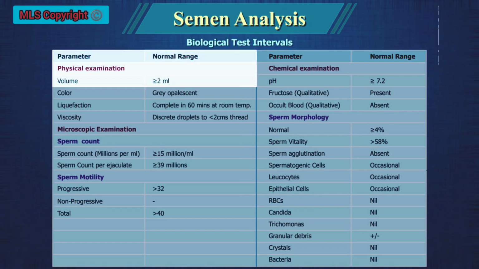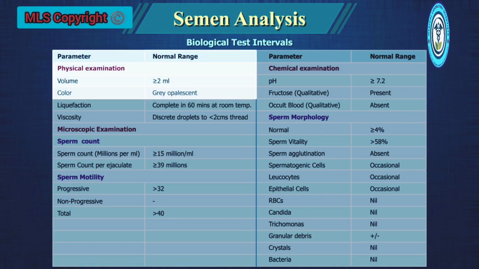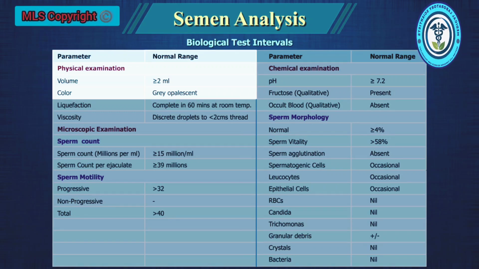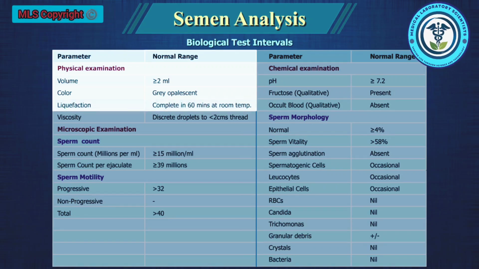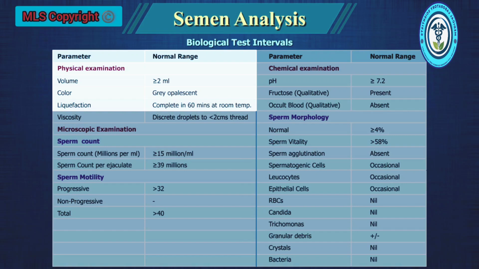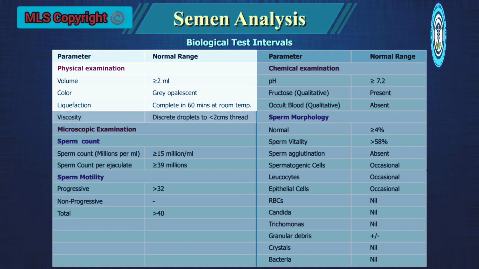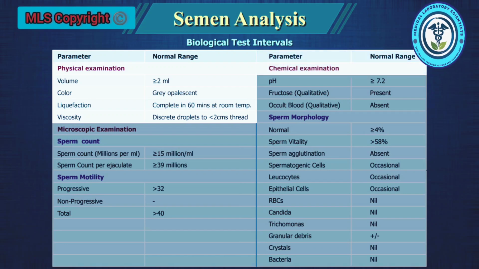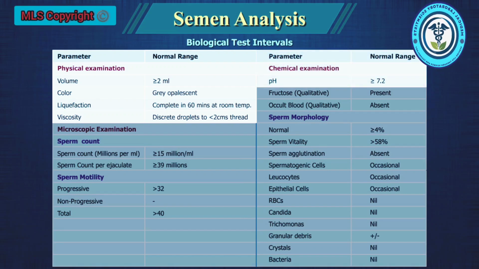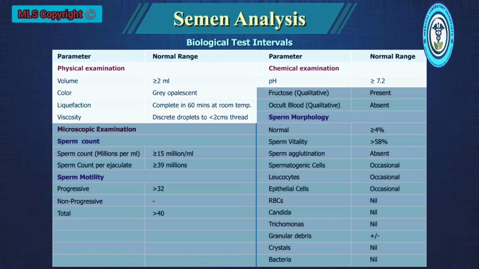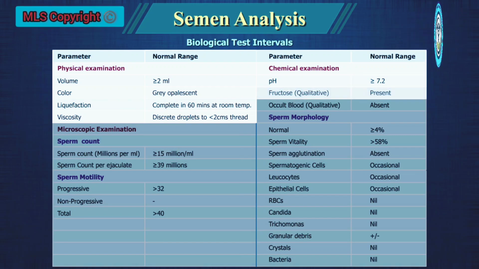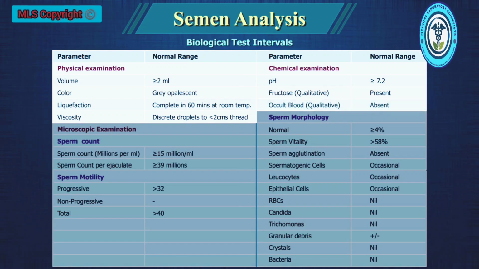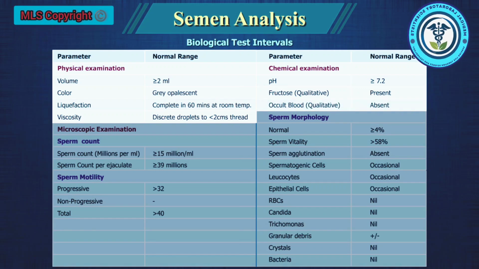Volume should be more than 2 ml. Color is grey opalescent. Liquefaction time should be completed in 60 minutes at room temperature. Viscosity: discrete droplets of less than 2 cm thread. Chemical examination: pH should be more than or equal to 7.2. Fructose is present. Occult blood absent.